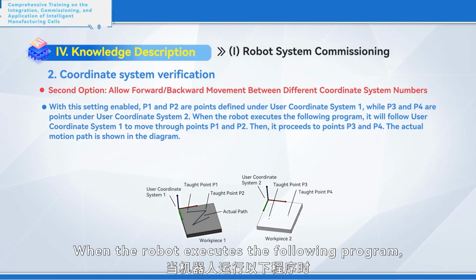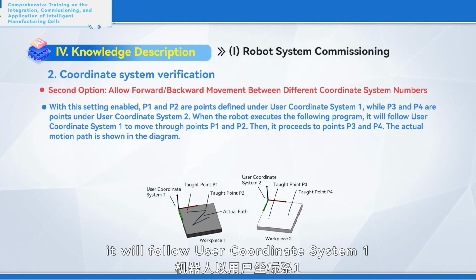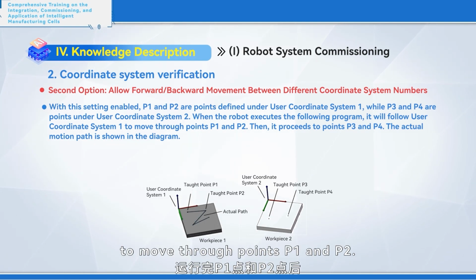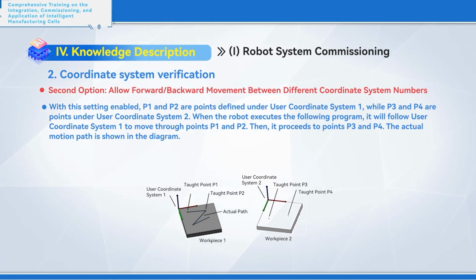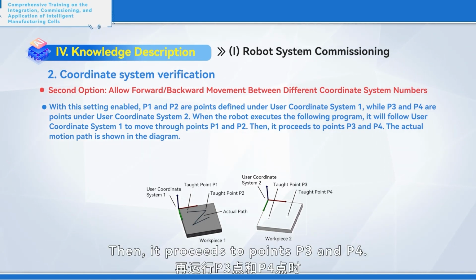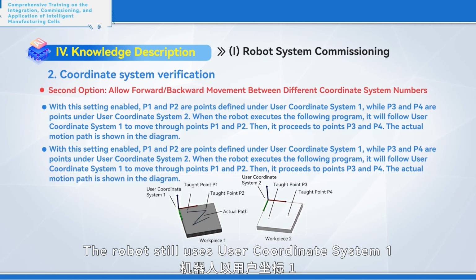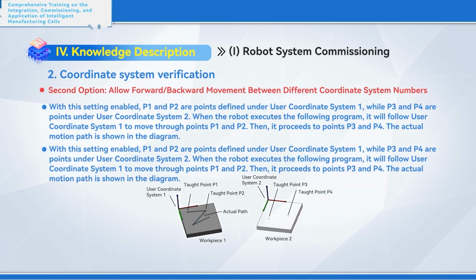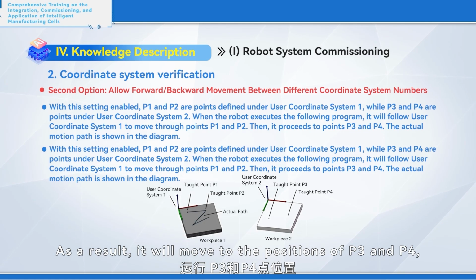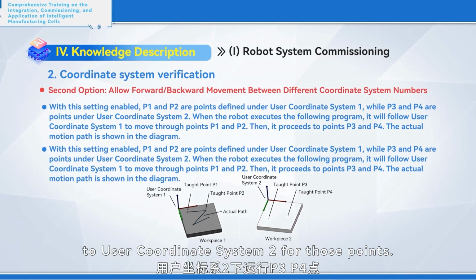When the robot executes the following program, it will follow User Coordinate System 1 to move through points P1 and P2. Then, it proceeds to points P3 and P4. The actual motion path is shown in the diagram. The robot still uses User Coordinate System 1 as the reference. As a result, it will move to the positions of P3 and P4, instead of switching to User Coordinate System 2 for those points.